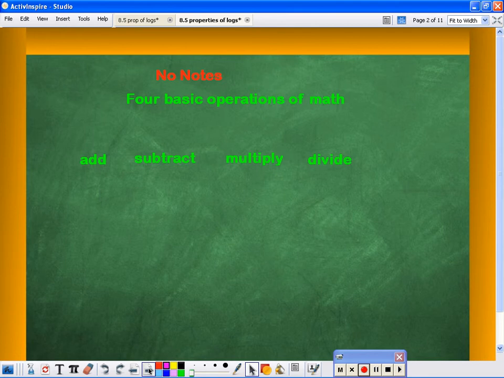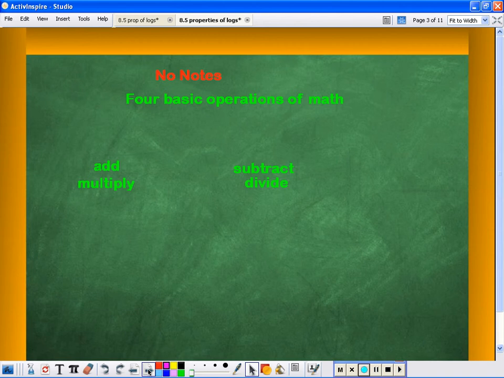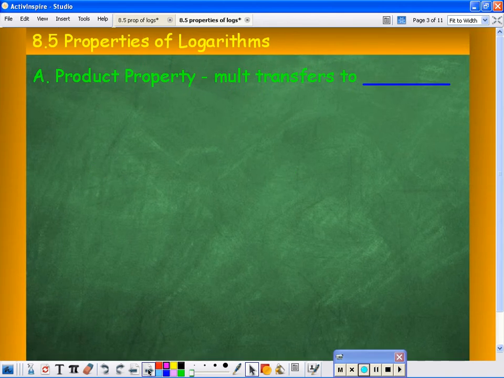Now, I would think that addition and multiplication would be paired with each other, and subtraction and division would be paired with each other, because multiplication is a fast way to add, and division is a fast way to subtract. So let's keep that in mind as we do our notes today and learn about 8.5, properties of logs. You can abbreviate that if you'd like.